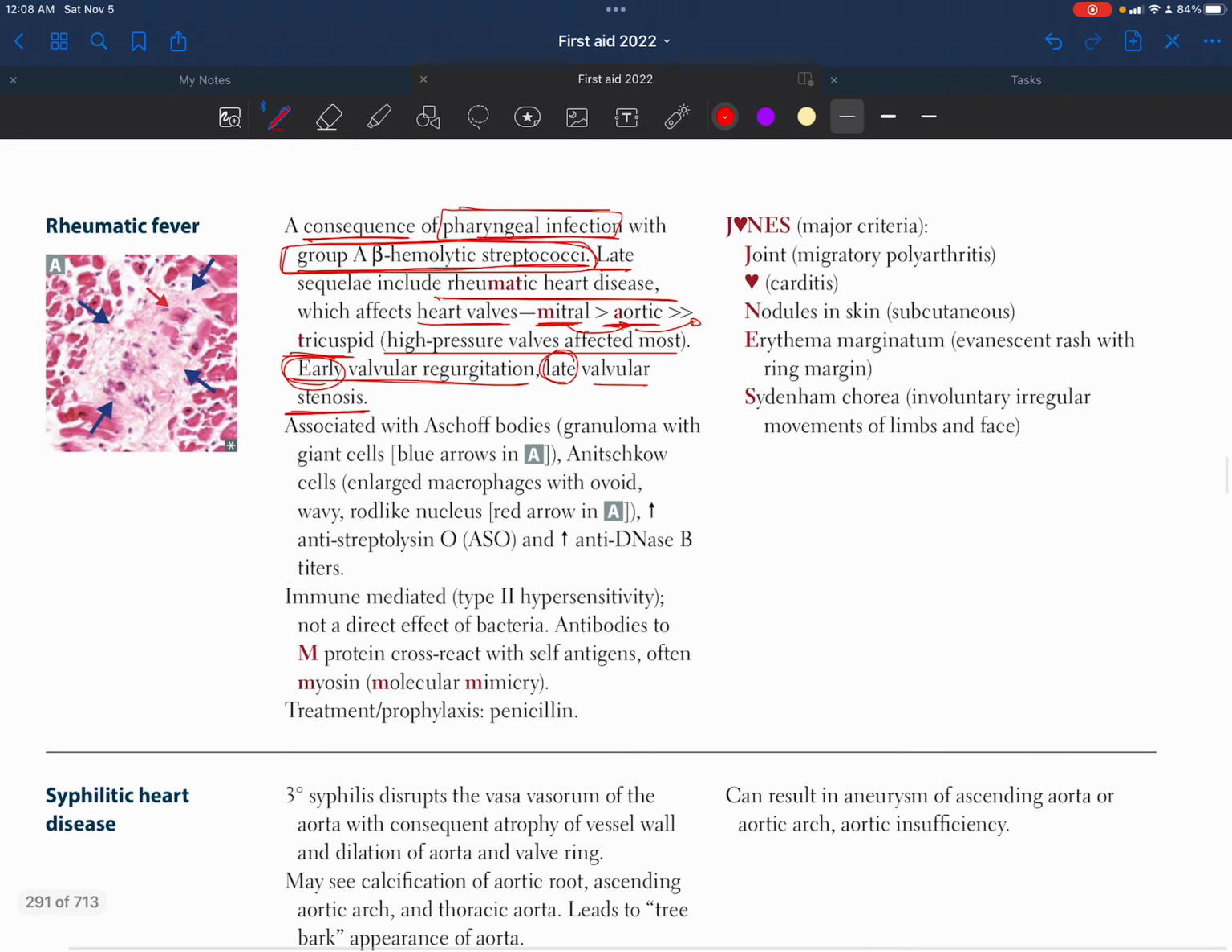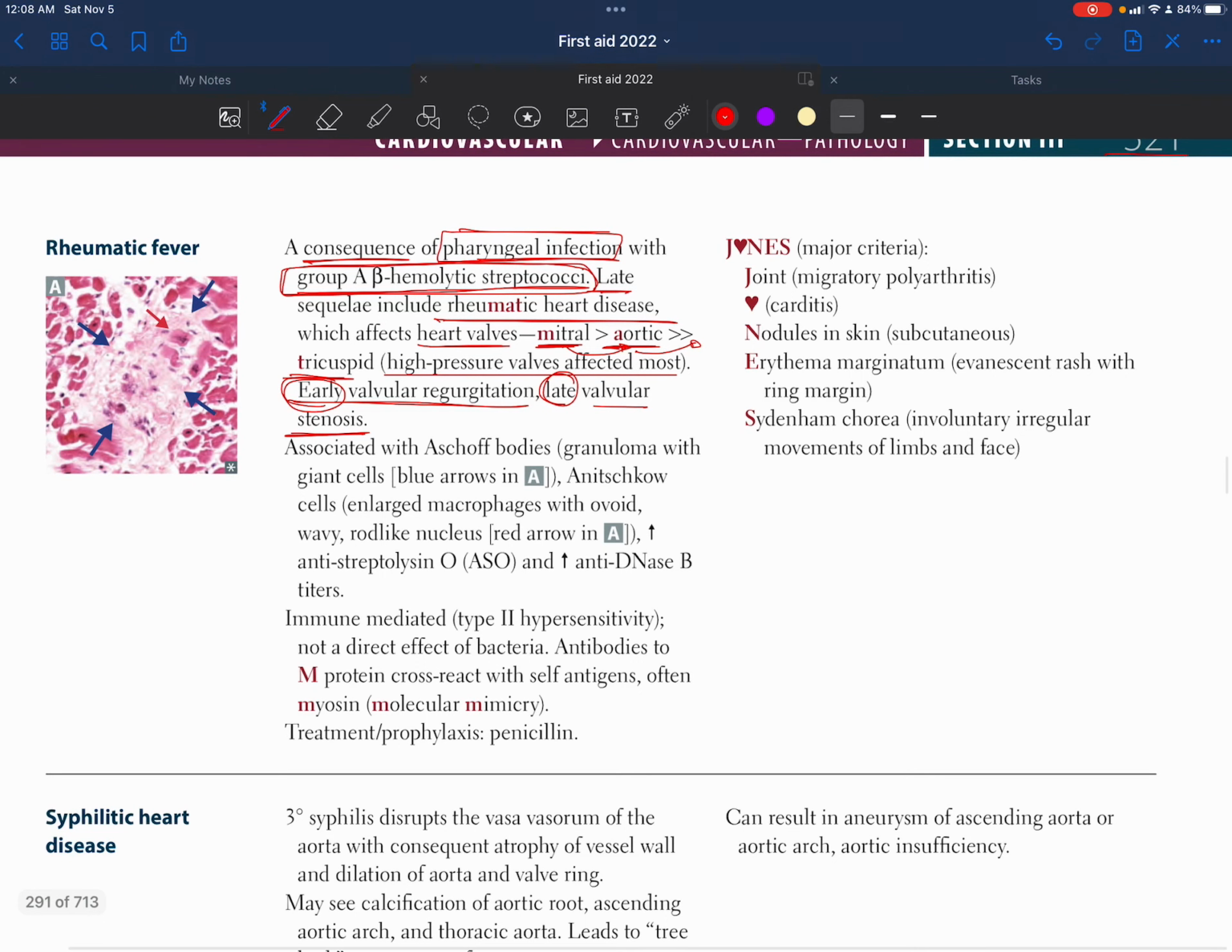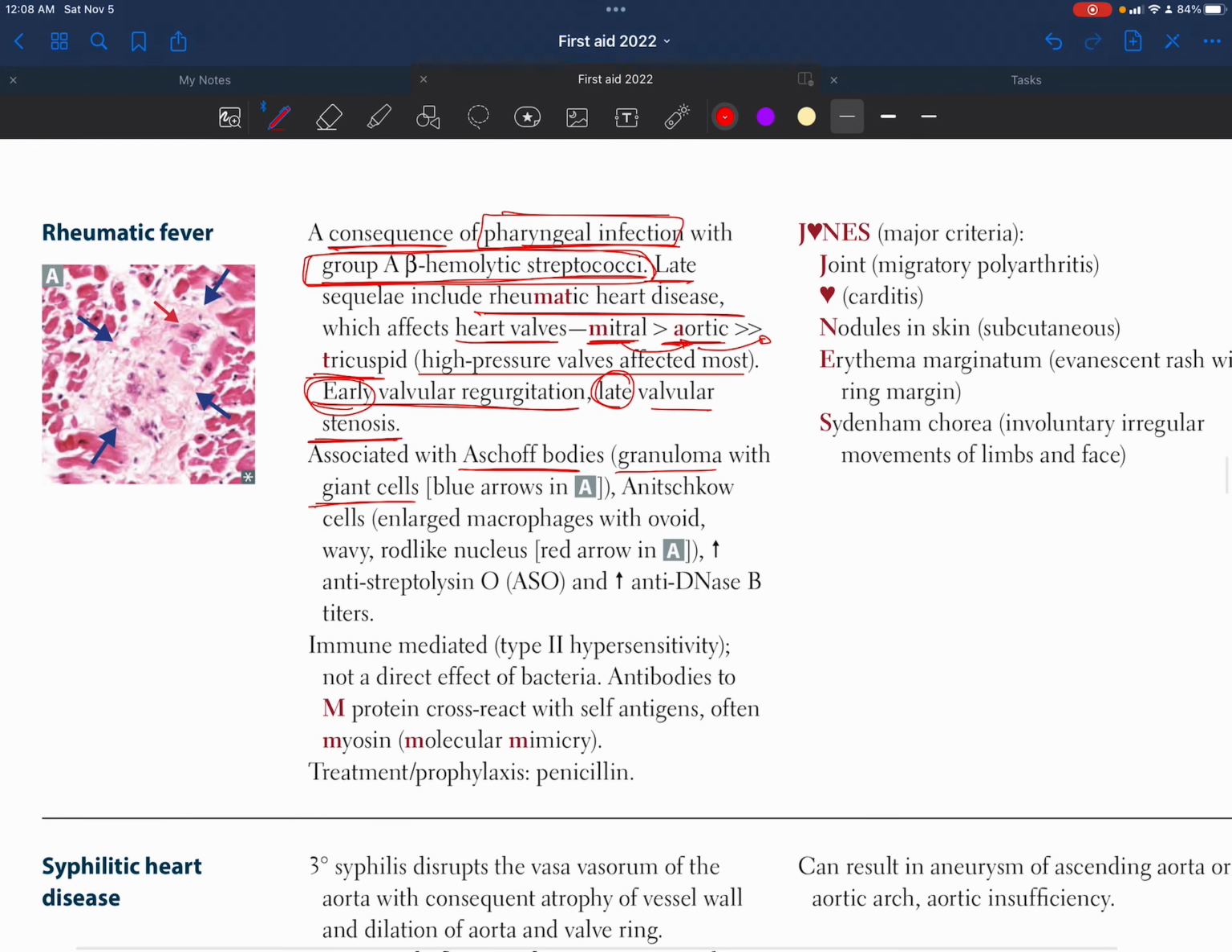It's associated with, and this is what makes it so different, Aschoff bodies. They are granulomas with giant cells. These are the blue arrows in A. So this whole purple thing is the Aschoff body. It's basically a granuloma with giant cells.